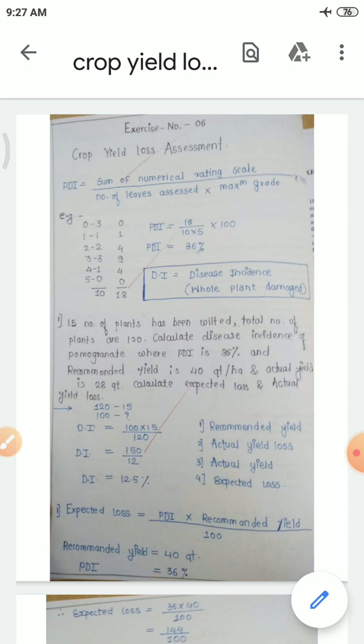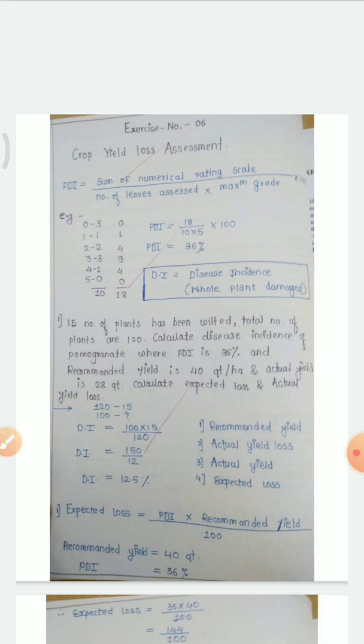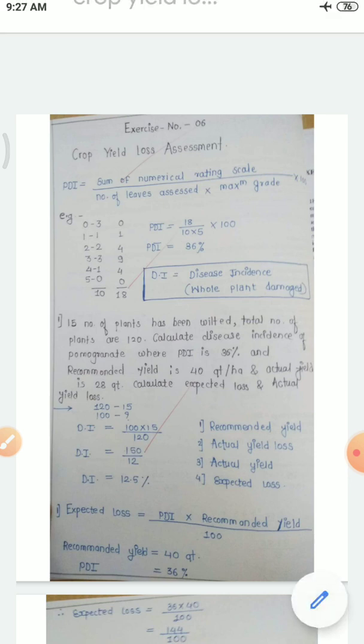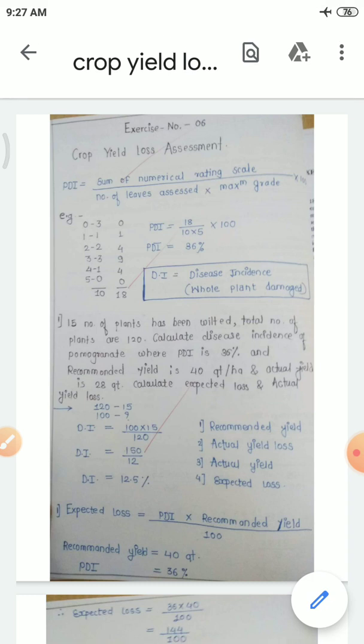That means the recommended yield is the yield given by the university for the particular crop. That means in 1 acre of land a certain percent of yield will be obtained, and this is called the recommended yield. But practically, what actual yield will be obtained from the particular crop, we have to calculate here. And for that we discuss different examples for calculation of the recommended yield, actual yield loss, actual yield, and expected loss.